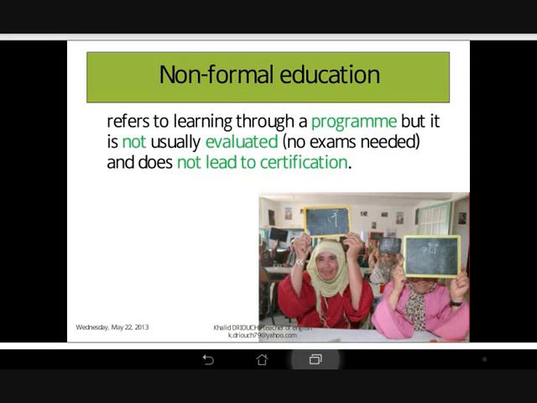Now, the second kind of learning is non-formal education. Non-formal education refers to learning that results from a program, but it's not usually evaluated. That means no exams needed, and it does not lead to any certificate once you are finished.